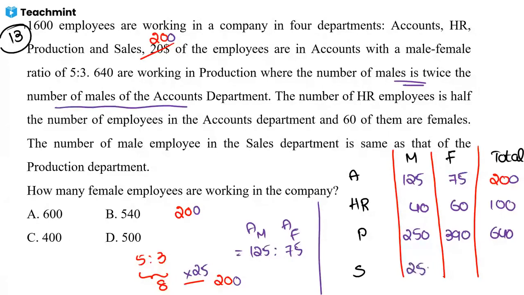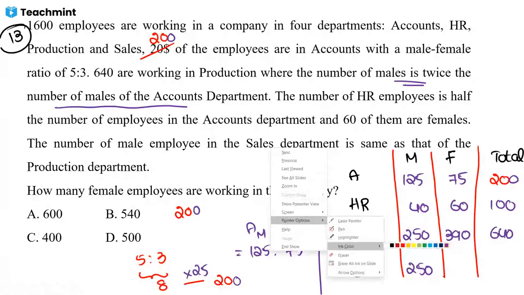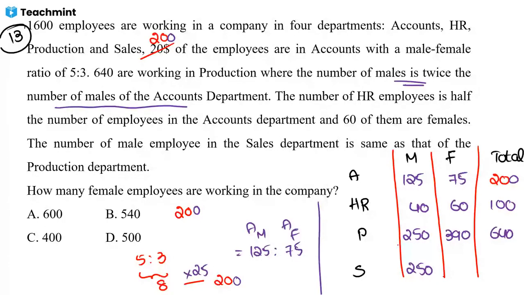What about the total? The total 1600 we know. By adding all this, 300 and 640, 940 gone. We have 660 required. Among that, the 250 males gone here means this is 410. Okay, now the question is: how many female employees are working in the company?